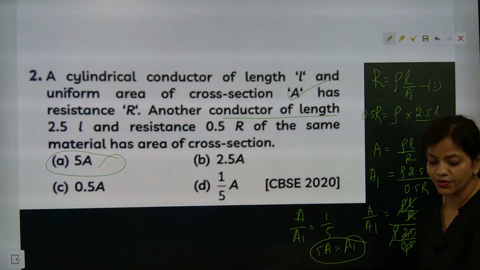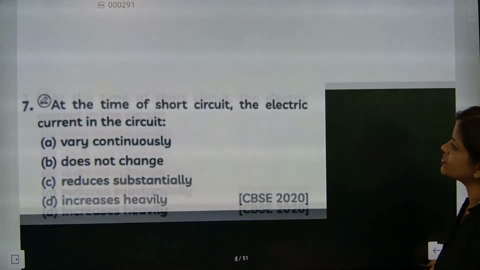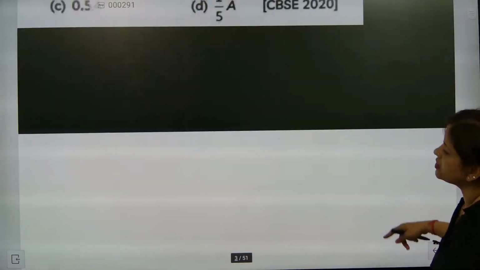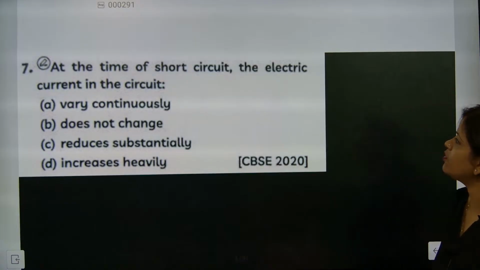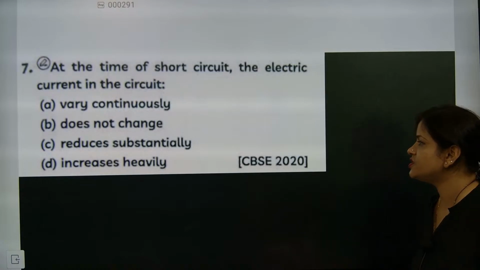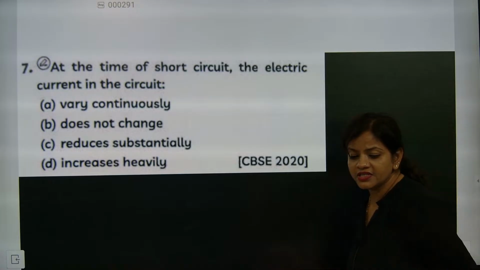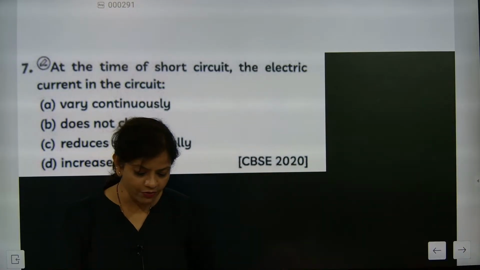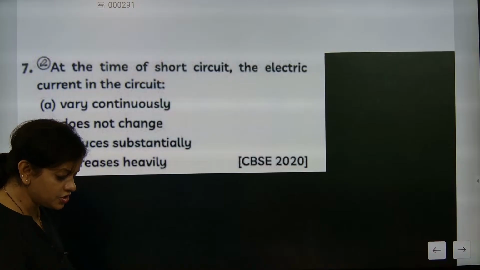Children, did you understand how to tackle the questions? We don't have too much time. We will go with the next question. Can you go for this question? At the time of short circuit, the electric current in the circuit: varies continuously, does not change, reduces substantially, or increases heavily. What is exactly happening at the time of short circuit? You people are only going to answer my question. What is actually happening at the time of short circuit?